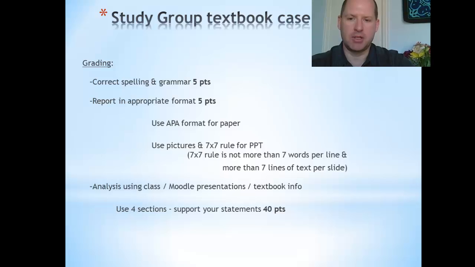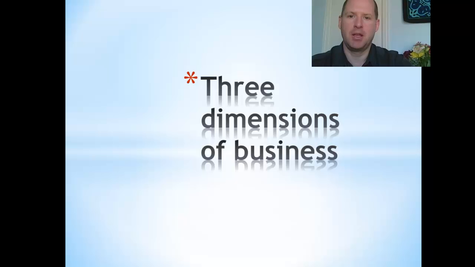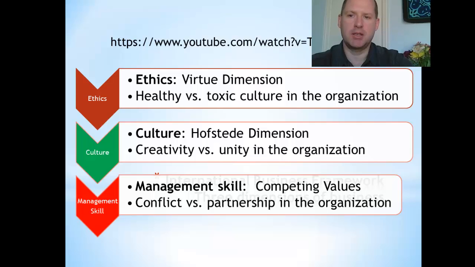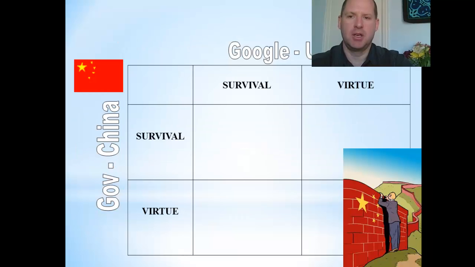This is 40 points, so there's 10 points for each of the sections that we just talked about. So the 3 dimensions, real quick, are ethics, culture, and management. And there's a YouTube video up there where I present that. It's about 10 or 12 minutes, if I'm not mistaken, and it goes through and explains those. But this example, I just put it up for you.